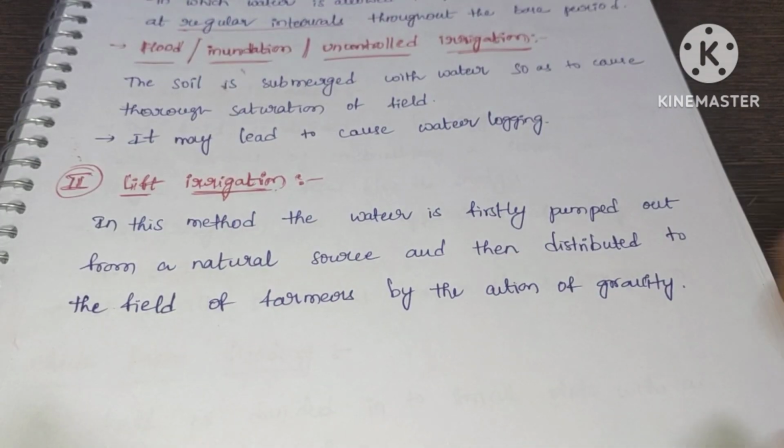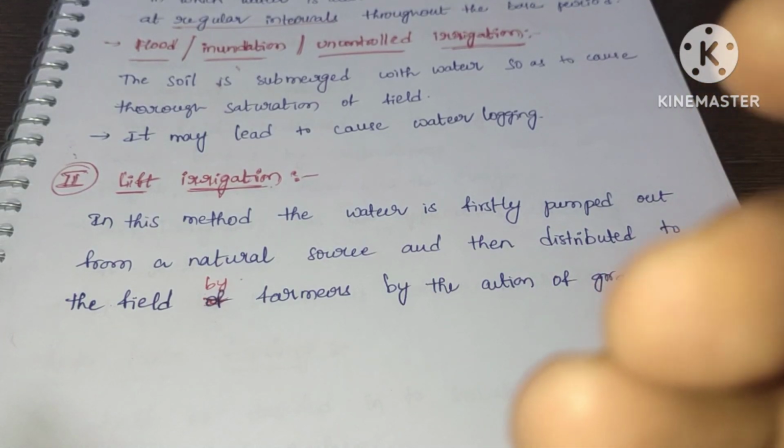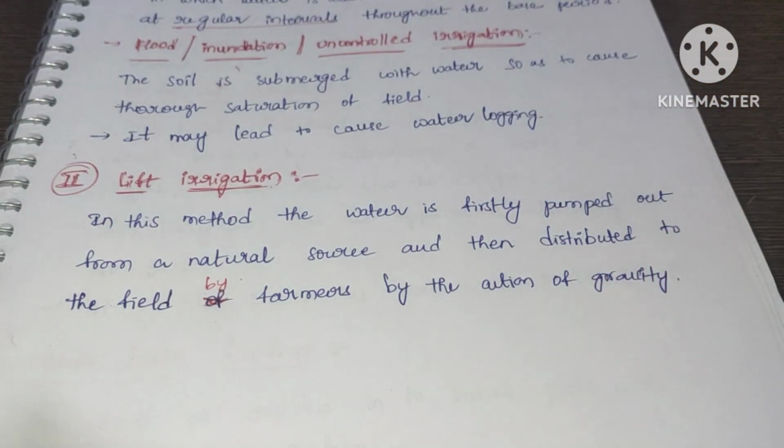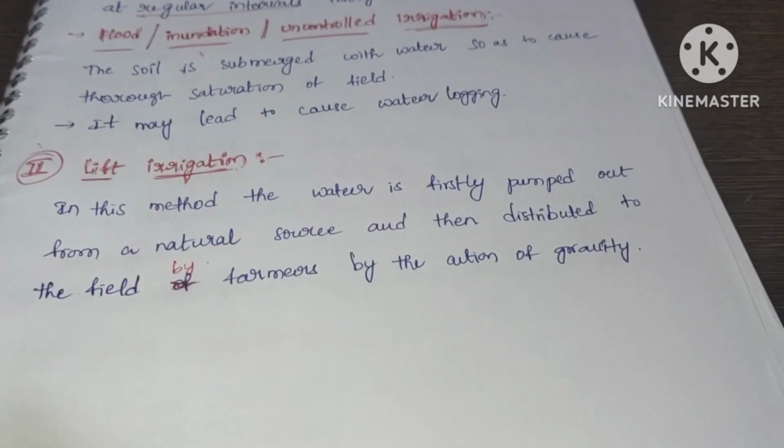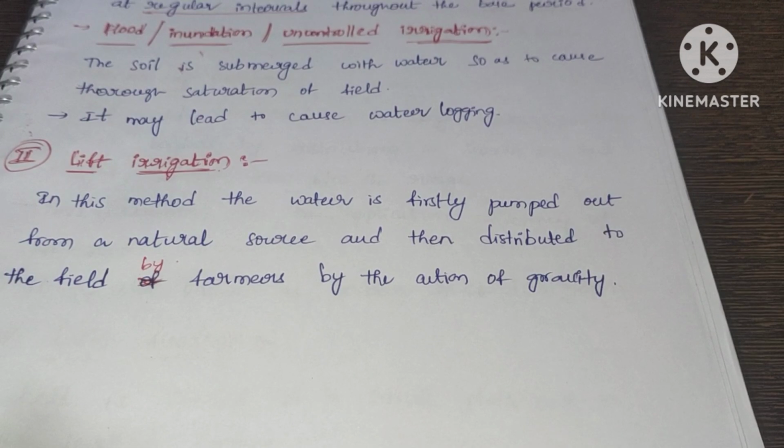Okay, lift irrigation. In this method, the water is first pumped out from a natural source. We have to lift the water from the natural source and then distribute it to the field. Later on, farmers distribute it to the field by the action of gravity. This is about lift irrigation, and this is about the types of irrigation.